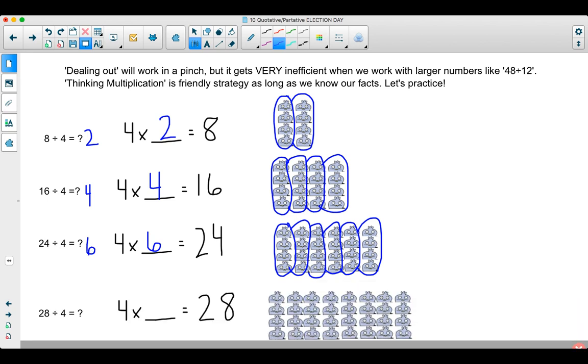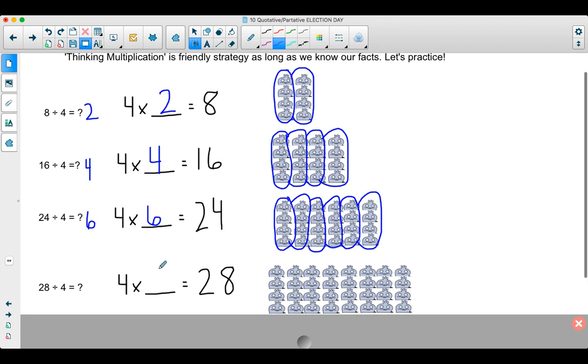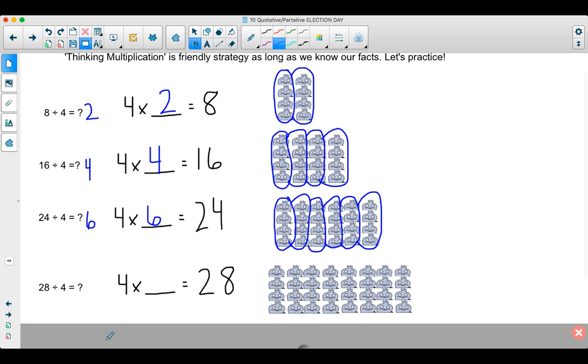Last one, 28 divided by 4 equals what? We can use the multiplication fact. 4 times what equals 28?